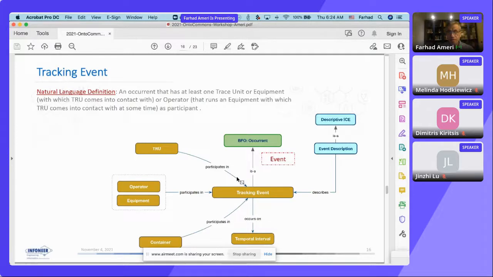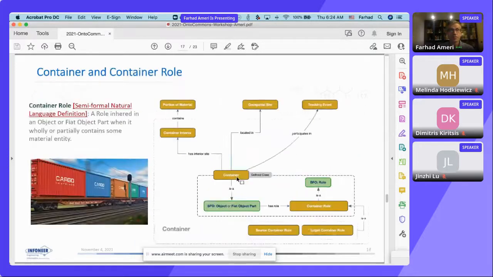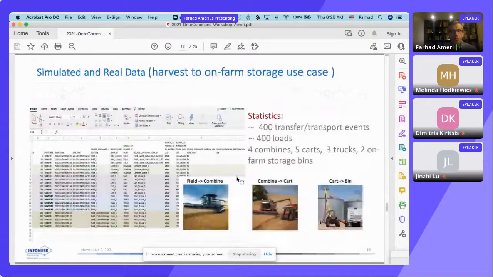Or tracking event is a type of occurrence. In general, event is a very challenging term to define, but tracking event is a type of event that we care about in supply chain traceability. Container and container role: we define a role for a container, for example, such that we can have a tabletop play the role of a container. So roles are patterns that we use a lot. These are just some examples of the classes we use in supply chain traceability, and in the interest of time, I'll just go over them quickly.